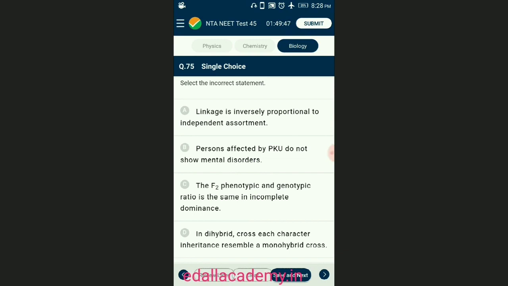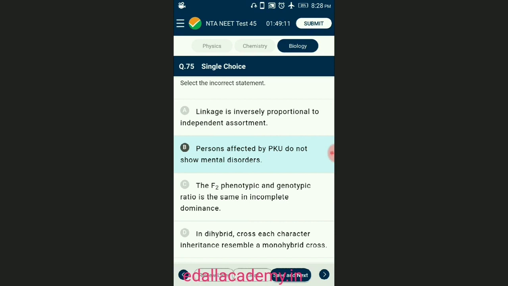It is a keto derivative, and there are other derivatives. Accumulation of these in the brain results in mental retardation. These are also excreted through urine because of poor absorption by the kidney. Treatment is a diet rich in tyrosine and lacking phenylalanine. So the answer for this question is option B. From the given four statements, option B is the incorrect one. Persons affected by phenylketonuria do not show mental disorder.